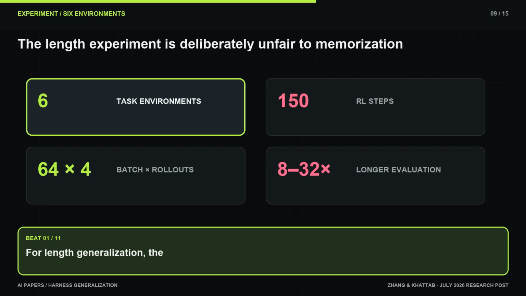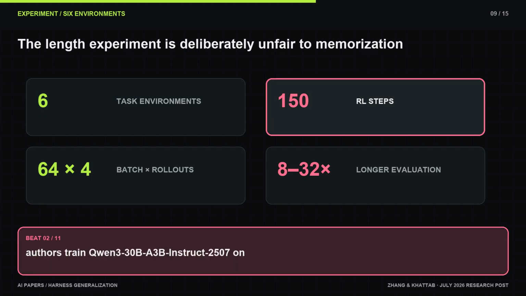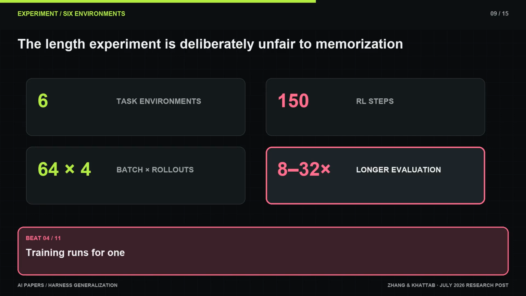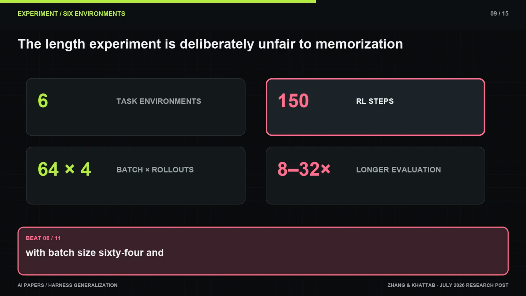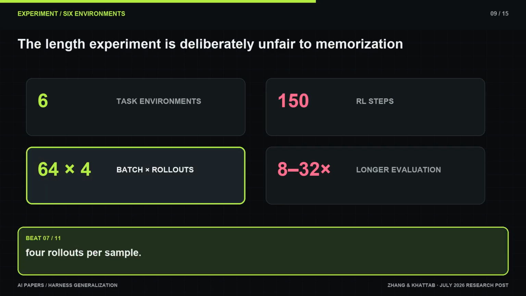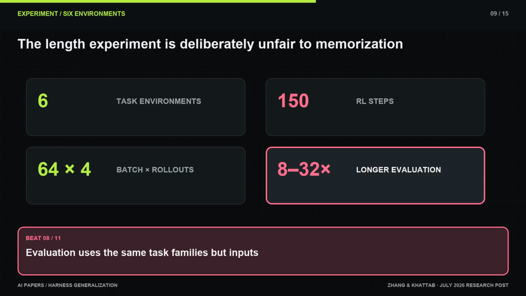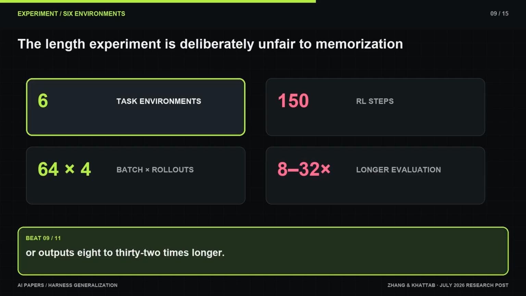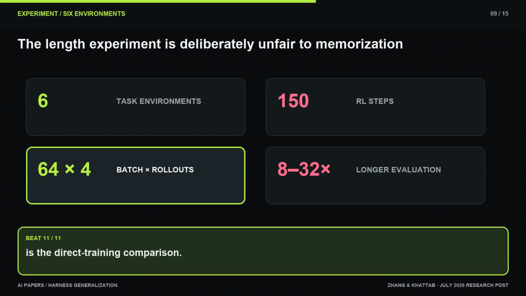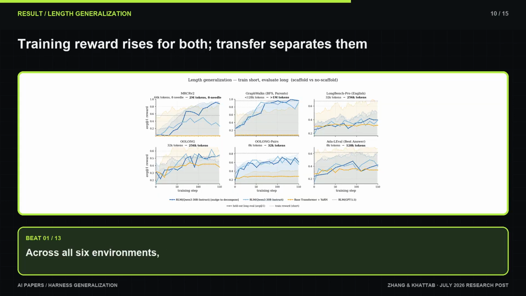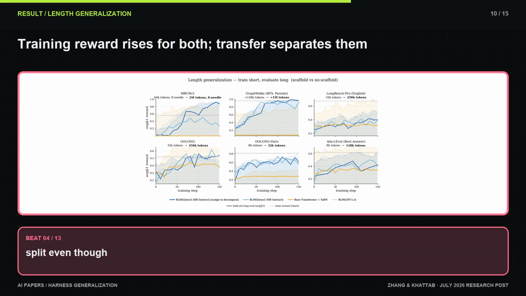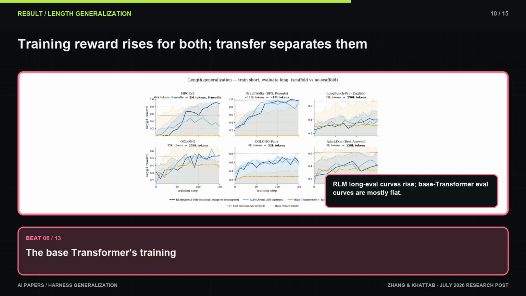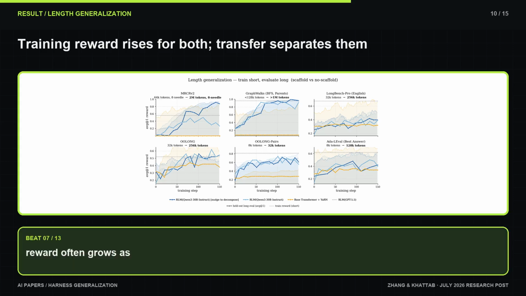For length generalization, the authors train Qwen3 to 507 on short splits from 6 environments. Training runs for 150 reinforcement learning steps, with batch size 64 and 4 rollouts per sample. Evaluation uses the same task families but inputs or outputs 8 to 32 times longer. A base transformer with YaRN is the direct training comparison. Across all 6 environments, the RLM improves on the long evaluation split, even though it trained only on short tasks. The base transformer's training reward often grows as much or more, but its long evaluation score stays mostly flat.